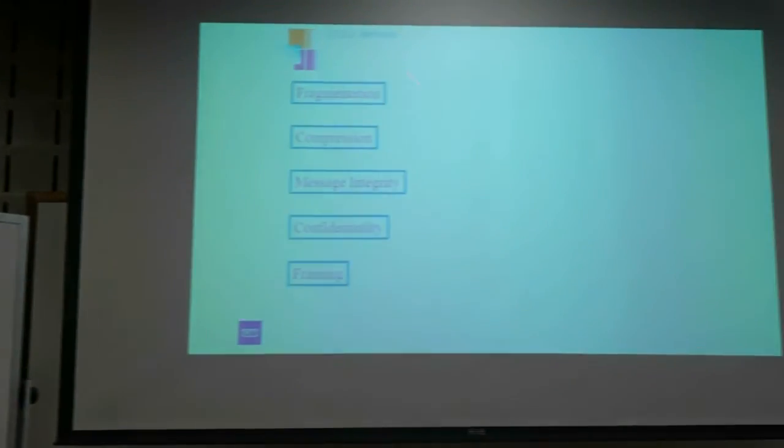So what are the services that we provide? We provide fragmentation. Why do you need fragmentation? You have a big message, so you fragment it. And then after that you compress each fragment. The compression has to be lossless, because you need to preserve the data. And then you do message integrity. How do we create message integrity? Digest.